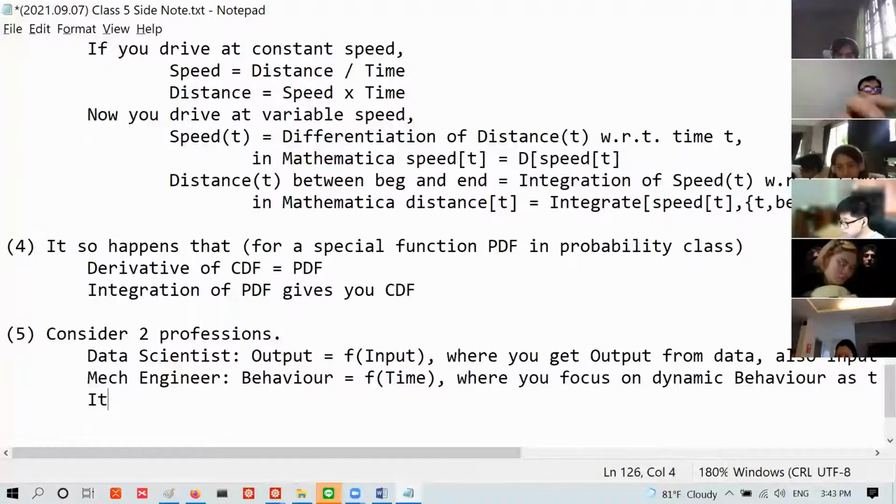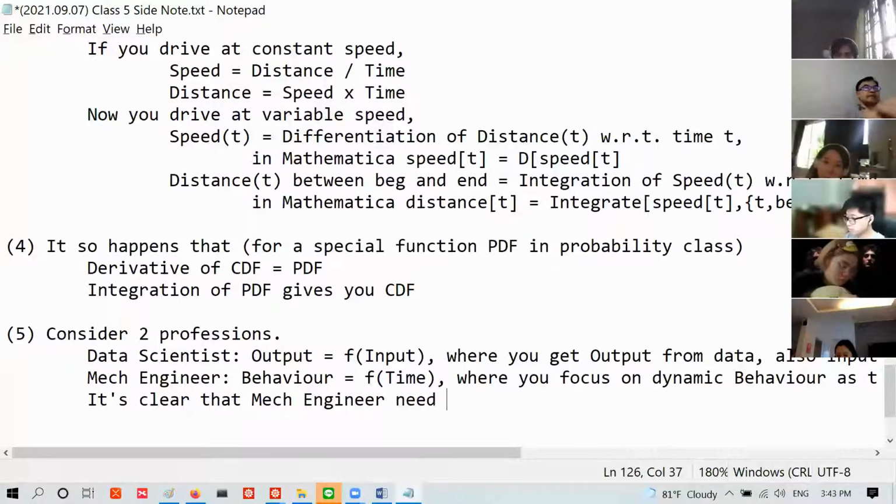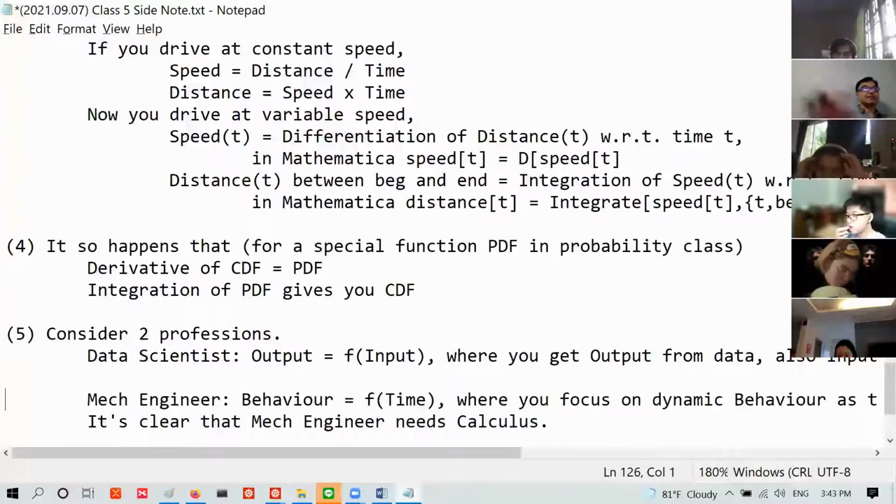It's clear that a mechanical engineer needs calculus, right? Because you want to know the total behavior. You want to know how behavior changes over time and so on. How about data scientists?